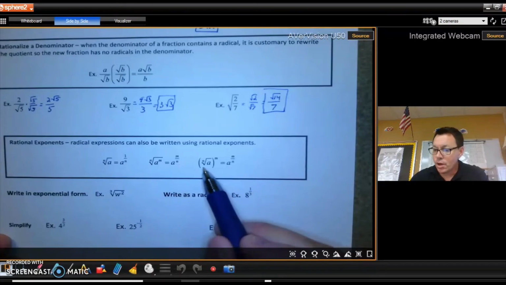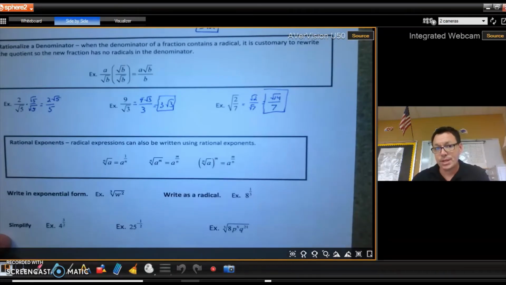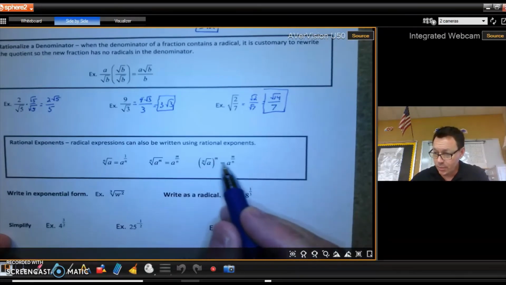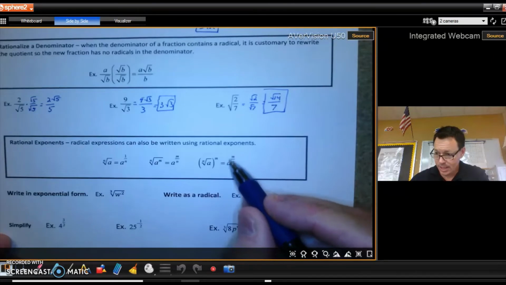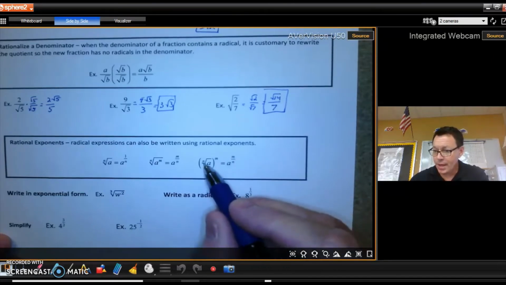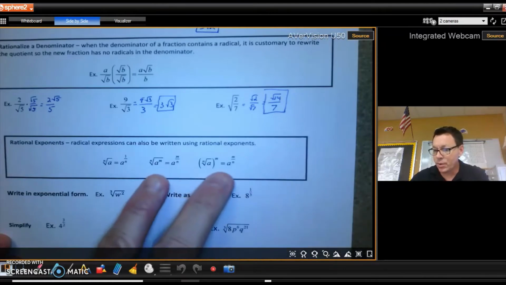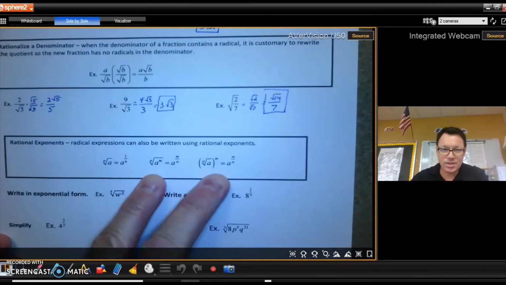Okay? You can also take the radical of a number, so take the square root of 5 or the cube root of 27, whatever. And then you can take the power of it after, but still, if you were to rewrite this as an exponent, that power is going to be your numerator, and that index is going to be your denominator. Again, going back and forth, both of these are the same. They're actually the same thing.